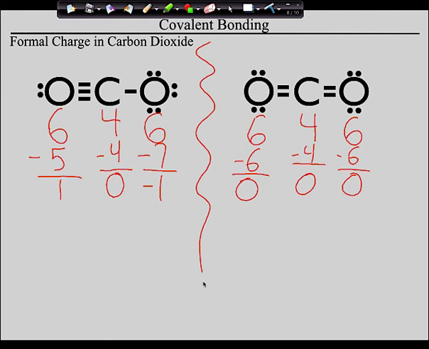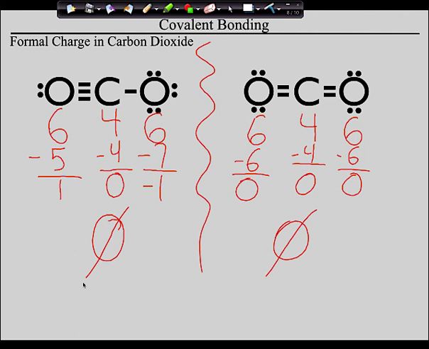That is not true. What do these formal charges add up to? 0. What do these formal charges add up to? Also 0. So guys, let's talk about this really quick. What if they both didn't add up to 0? Your Lewis dot structure is wrong. So guys, this is an error check when you're doing Lewis dot structures. If your Lewis dot structures don't add up to 0, you've done it wrong. It's not just not favored, it's incorrect.